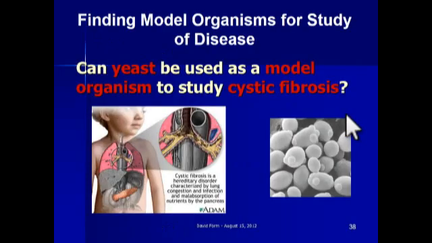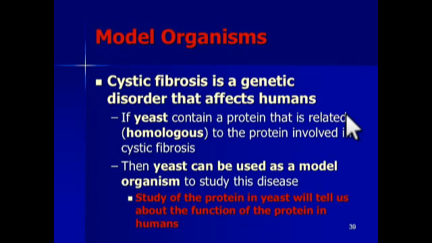Why are we using BLAST? For finding a model organism for the study of a disease. Suppose we want to study a human disease. We want to compare which is the best suited model organism for that. So yeast can be used as a model organism to study cystic fibrosis. When you want to ask or solve such kinds of questions, you can use a BLAST search.